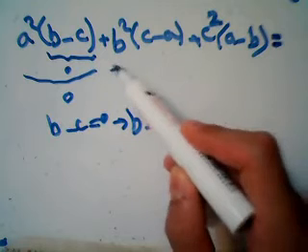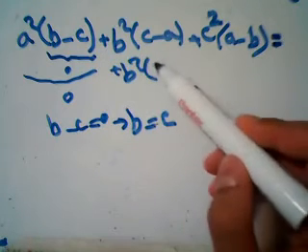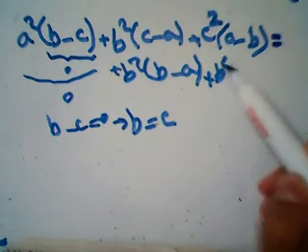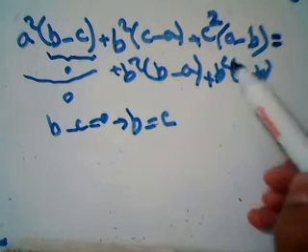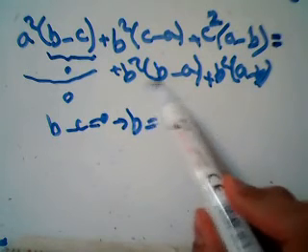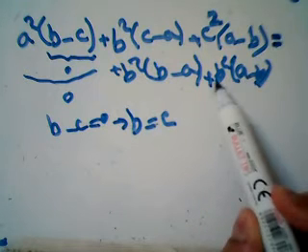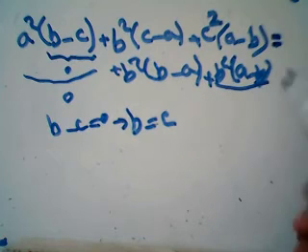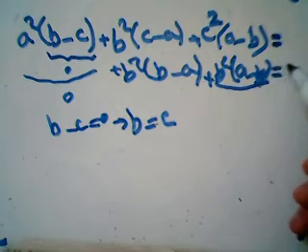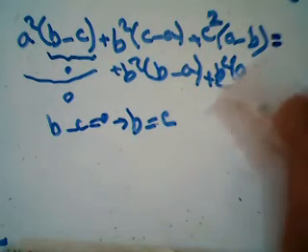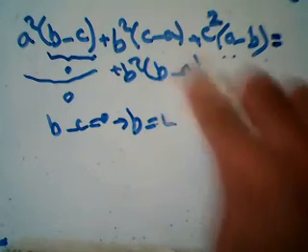The second one would be b squared, b minus a, and here b squared, a minus b. So here we got b squared here also. This is b minus a, this is a minus b. So this is the negative of this, and it's equal to 0. So b minus c is a factor of this according to the remainder theorem.